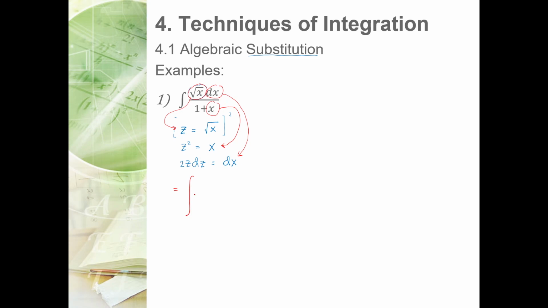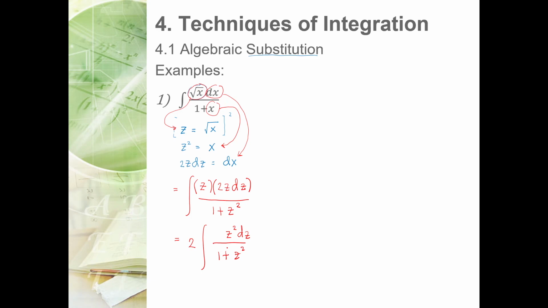So the equation becomes, so square root of x is now z, and then dx is 2z dz all over 1 plus z squared. So we have 2 in the numerator, so we can just take it outside the equation. So it becomes 2 z squared all over 1 plus z squared dz. So of course we cannot just cancel out the z squared, right?